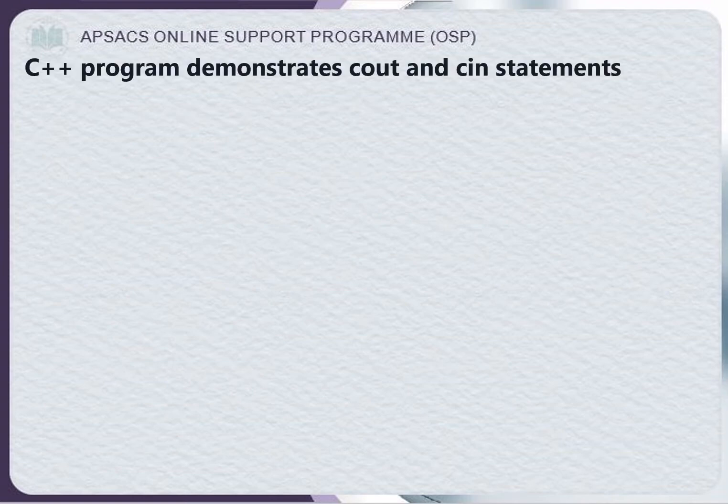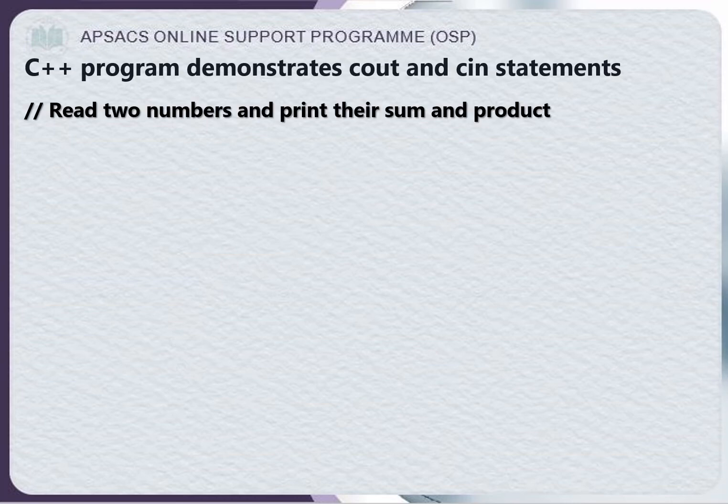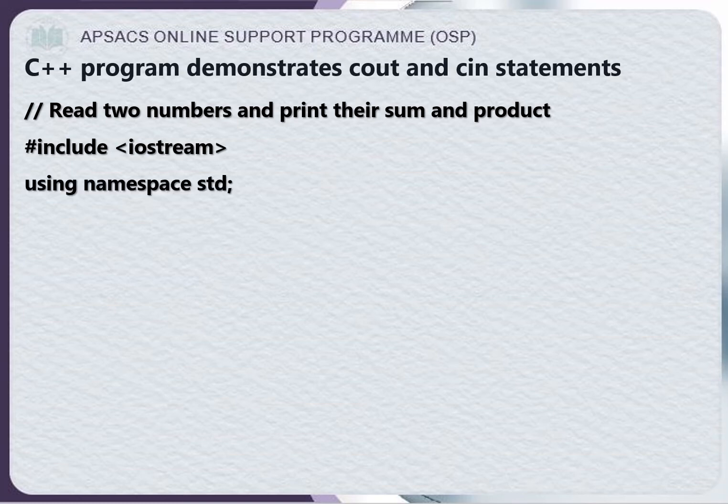Now this C++ program demonstrates cout and cin statements, and this is the first line: read two numbers and print their sum and product. This is the comment statement, and these comment statements are non-executable during program execution. #include iostream, to include the iostream header file to use cout and cin statements in our program. Using standard namespace. This is the main function call. The curly bracket shows the start of the main function.